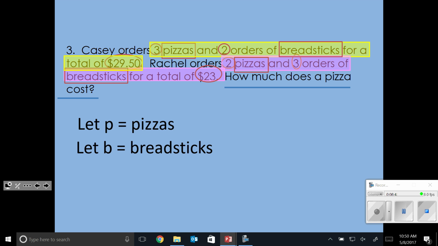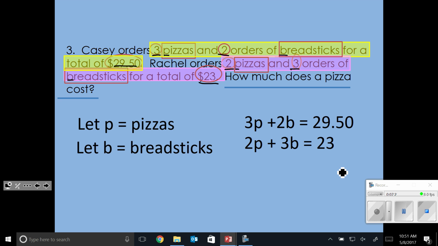So now we can write an equation for the yellow highlighted part and one for the pink highlighted part. So the yellow highlighted part has the 3 pizzas, 3P, plus the 2 breadsticks, and that's going to equal this total. See if you can write the pink part covering Rachel's order. It's 2 pizzas, so 2P, plus 3 breadsticks, and that will equal the total of $23.